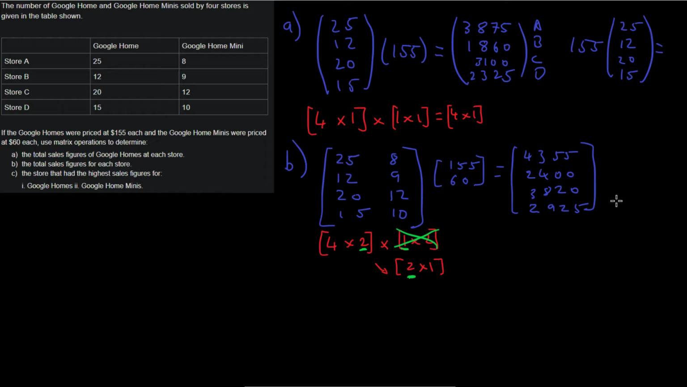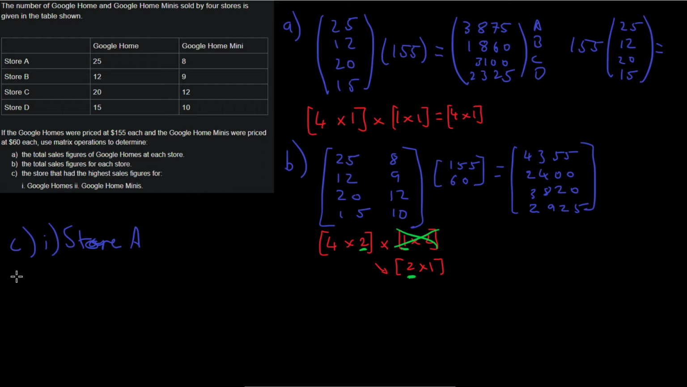Now, C, the store that had the highest sales figures for 1, Google Homes. Well, we've done that for question A. So which of these is the largest? So for part 1, store A had the highest sales figures for Google Homes.